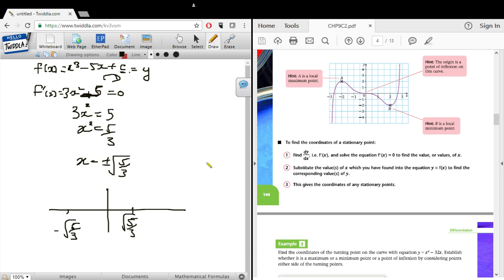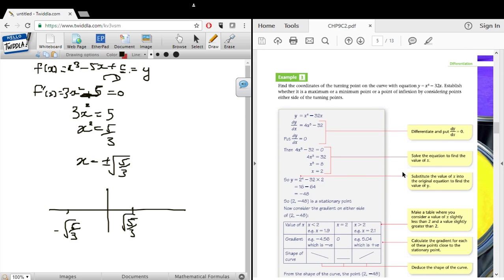Now if you were to differentiate this further, you would be able to figure out whether it's a maximum or a minimum, and we're going to describe how.